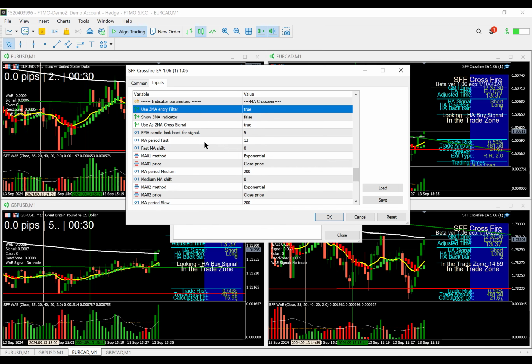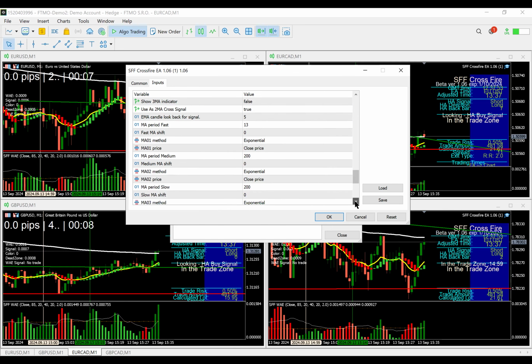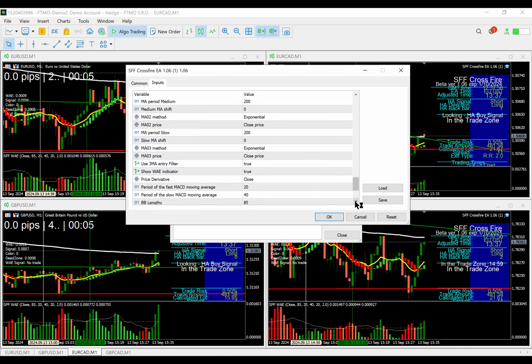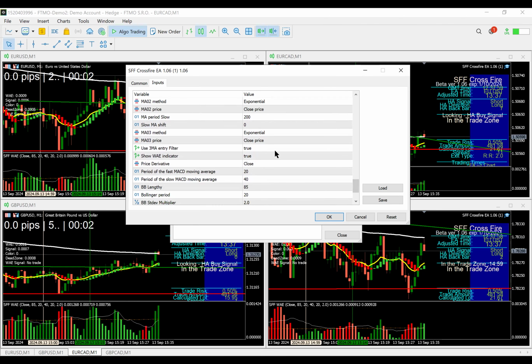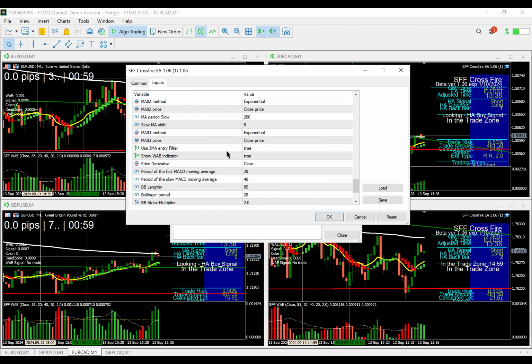The fast MA is a 13, and the medium and the slow MA, I've got both set to 200 because I only wanted it to take account of the 2 moving average cross. That's the important thing that we've recently added, and that will make a huge difference to your trading success. Everything else, I've got true there where it says use MA entry filter. I'm not sure what effect that would have if I took it off, but I'm leaving it at true.